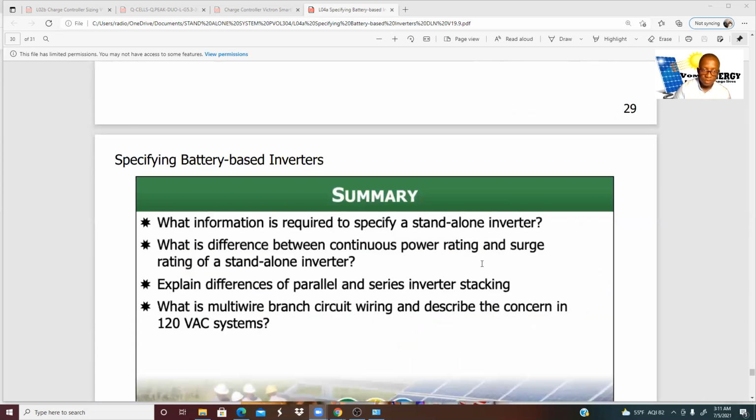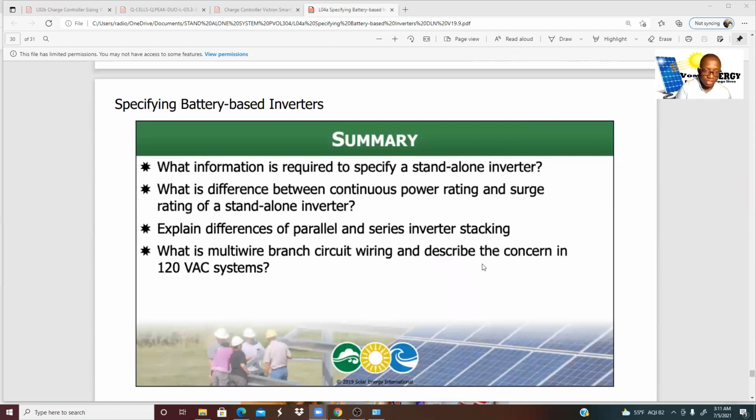This is our quick summary. What information is required to specify a standalone inverter? What is the difference between continuous power ratings and surge ratings of a standalone inverter? Explain the difference of parallel and series inverter stacking. What is multi-wire branch circuit wiring, and describe the concern in a 120 volt system?